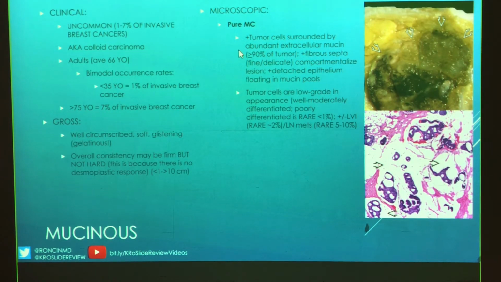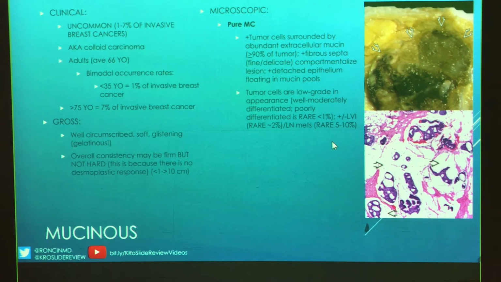So they need to be greater than 90% of the tumor. Pretty much all of what we were seeing has to be completely surrounded by abundant extracellular mucin. You can have fibrous septa, which will compartmentalize it, and that's how you get the well circumscribed lesions. And we can also have the epithelium that's detached and floating in the pools. We didn't have nice big chunks like this, but everything was floating in those pools, and you can see the delicate septae in between. This one's a little more robust.